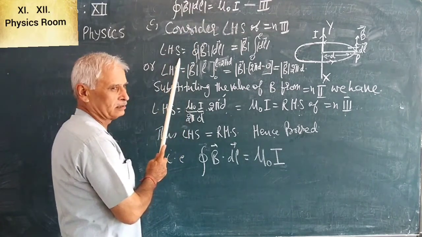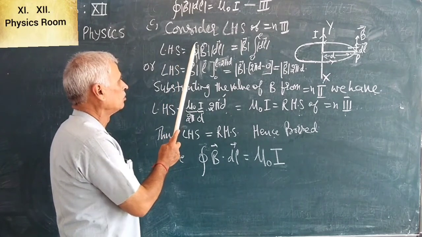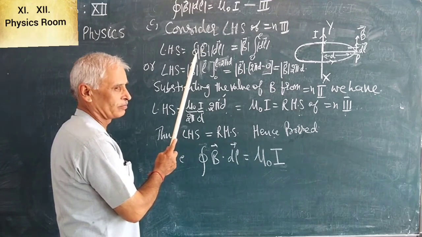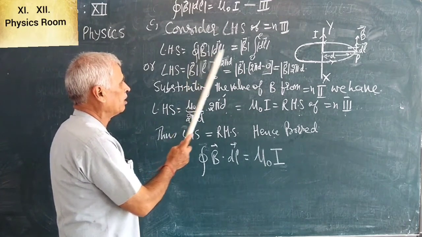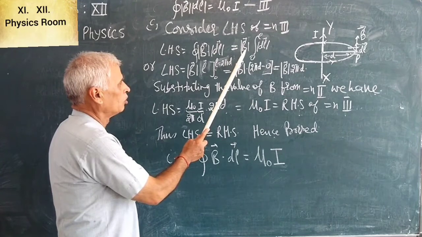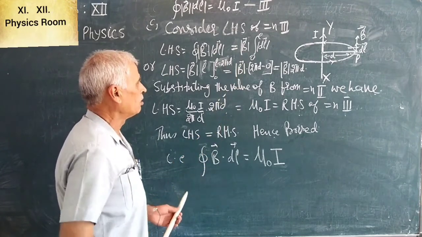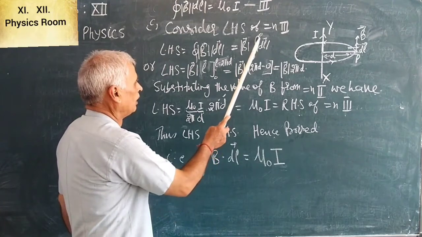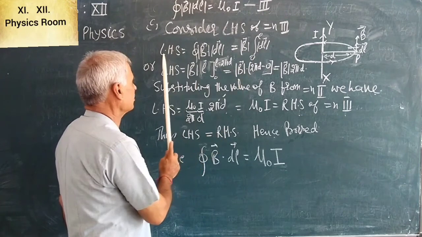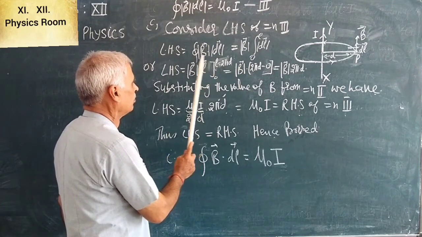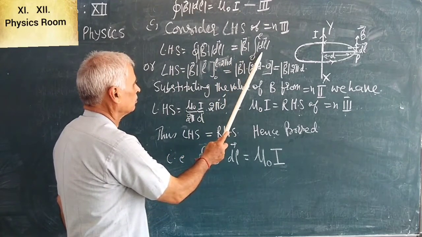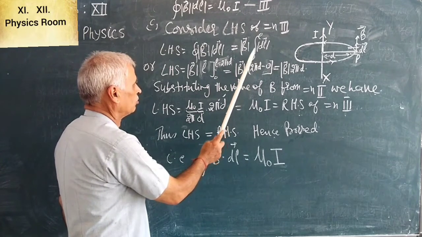Left hand side of equation 3 is equal to the line integral of magnetic field over the closed loop. We take B outside the integration. So mod B is equal to the integration from 0 to L of dl. So the left hand side we can write as this part, which is equal to this part, the integral from 0 to L of dl.